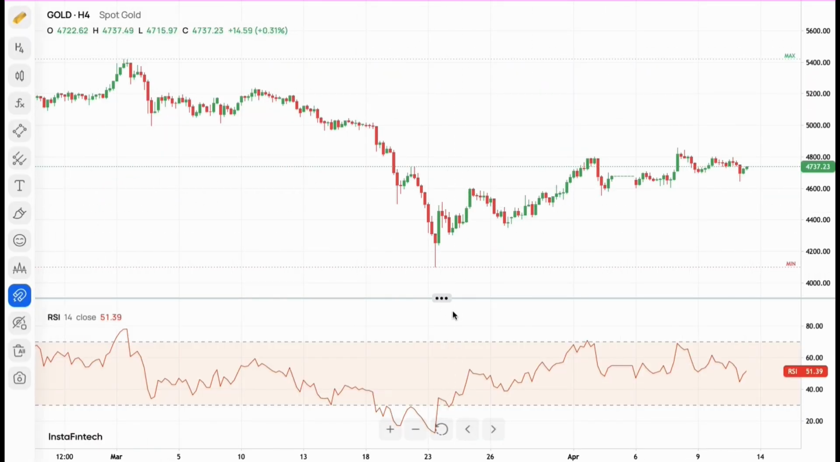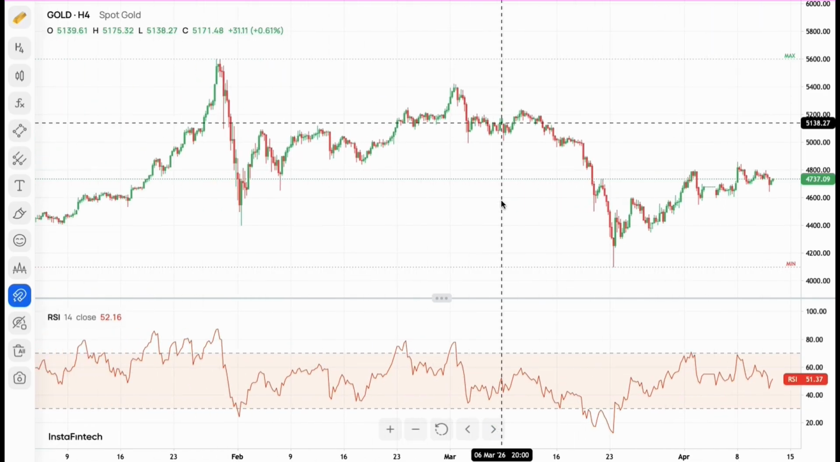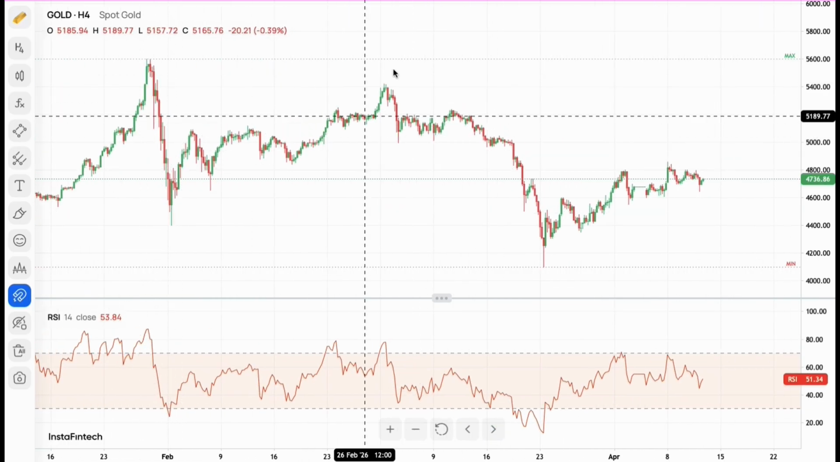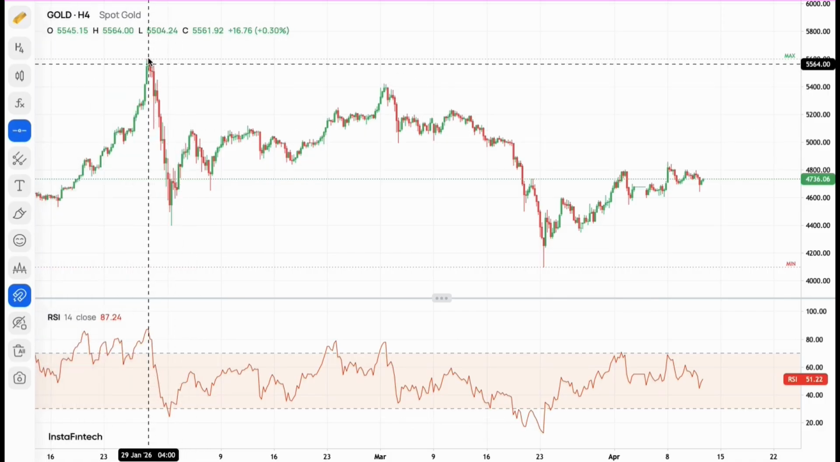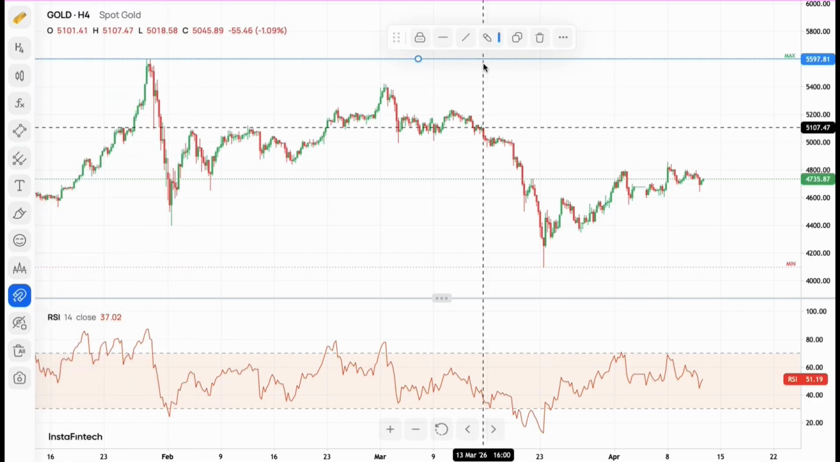Gold market, if we zoom out, right, remember this gold market A, B, C to the downside. So we need to mark this level here, we need to mark this level.